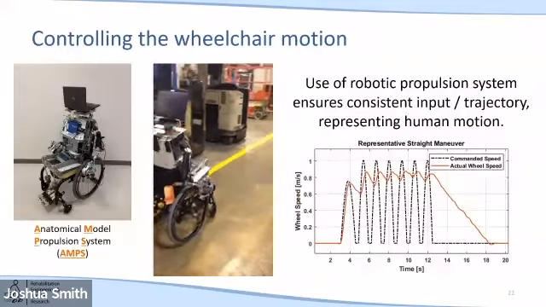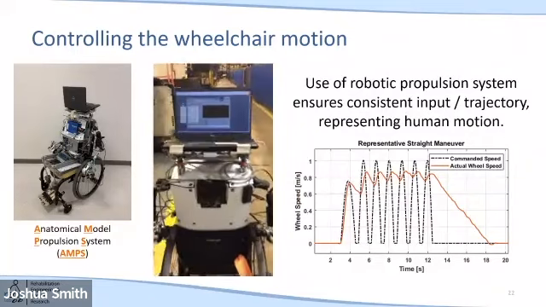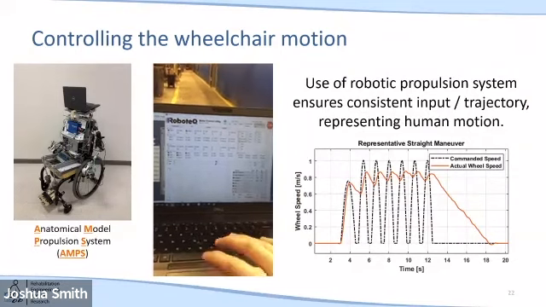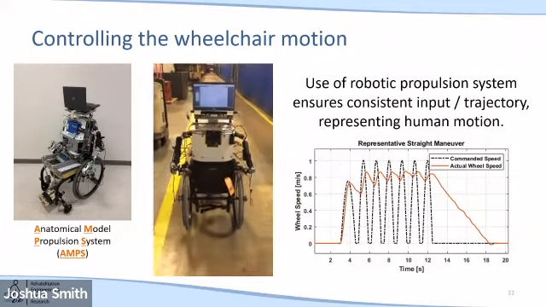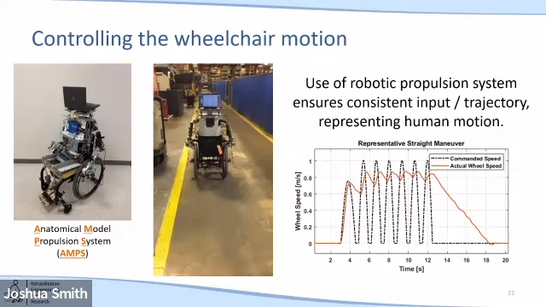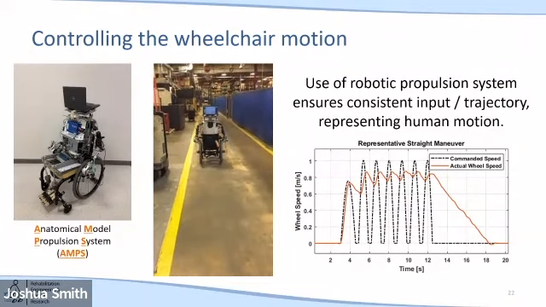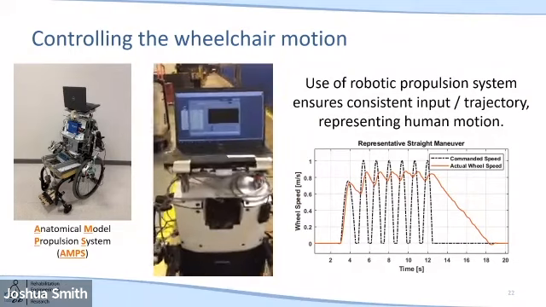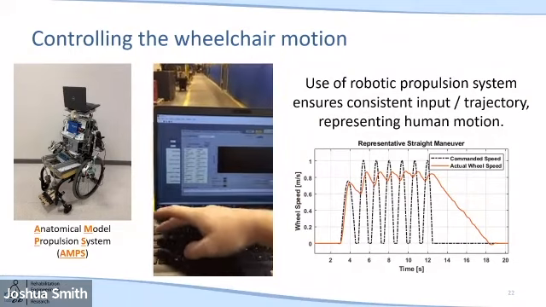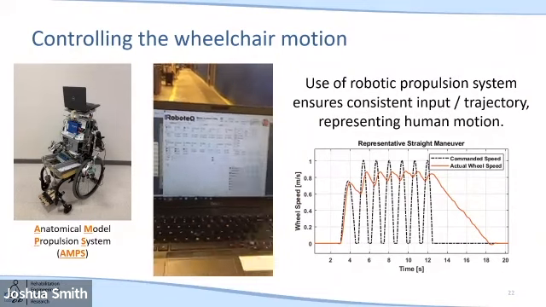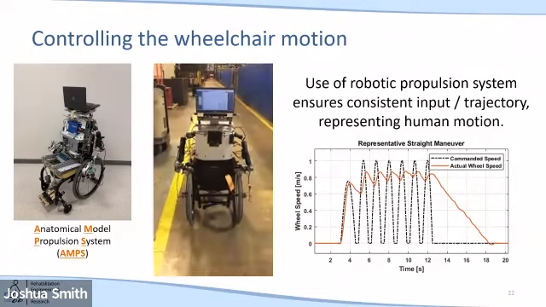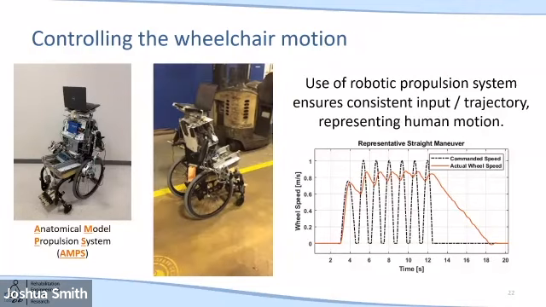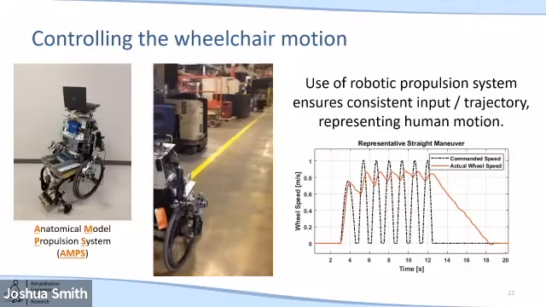And then this is our perfect test subject. We struck out trying to find one person that would propel the same way every single time, so we said, we'll build one. This is the anatomical model propulsion system. It's a robotic wheelchair propulsion device that can sit in any chair, just straps its hands to the push rims, and drives the chairs with a very repeatable and controllable propulsion trajectory. You can see the nice little video here. That's the straightest it's ever driven, actually.